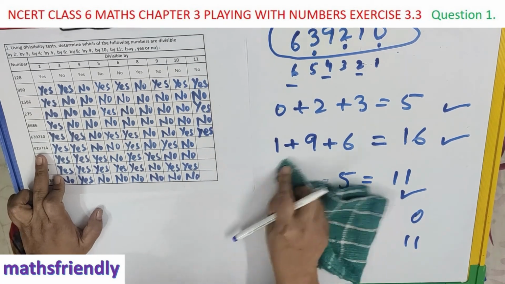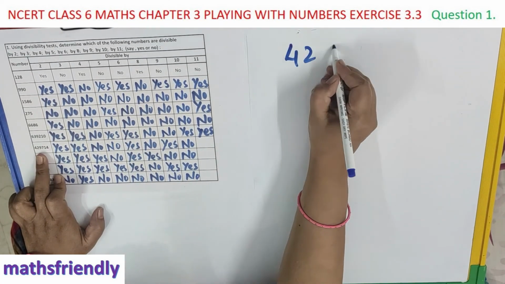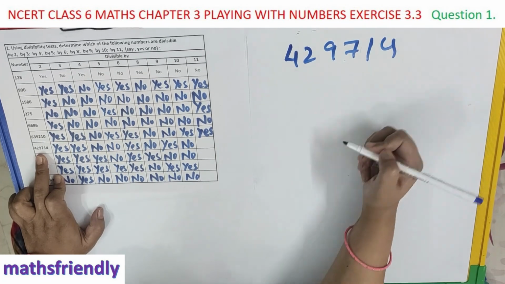Now what is the next number? The next number is 429714.